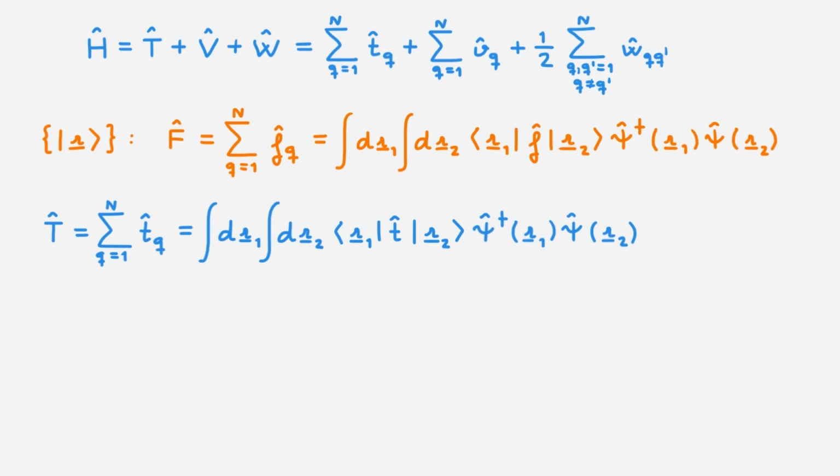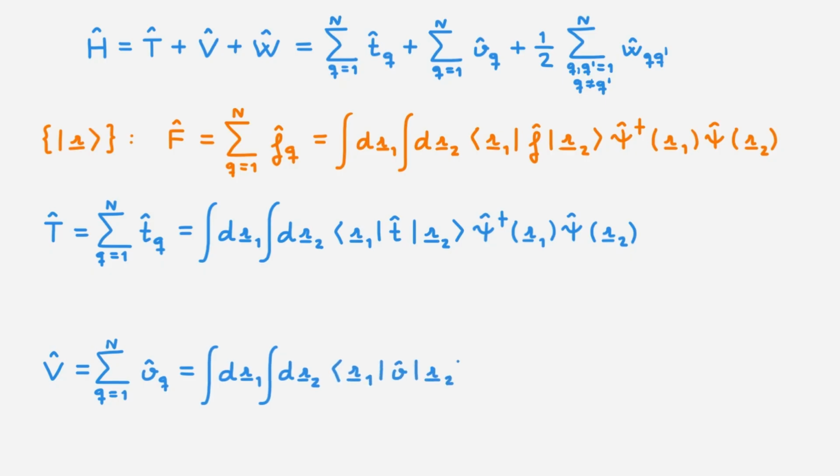The second one-body operator we have is the external potential, which we explicitly write as a symmetric sum over single particle potential energy operators. In second quantization, the external potential is given by the integrals over R1 and R2 of the corresponding matrix elements times the creation field operator at R1 and the annihilation field operator at R2. All we need to do now is to evaluate these matrix elements for the single particle kinetic energy operator here and for the single particle external potential here. So let's do this.